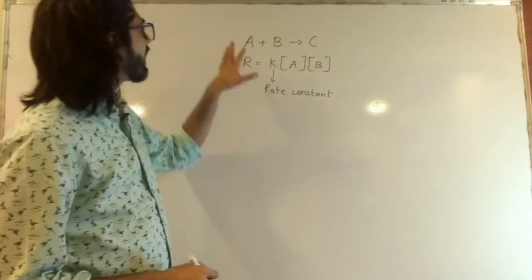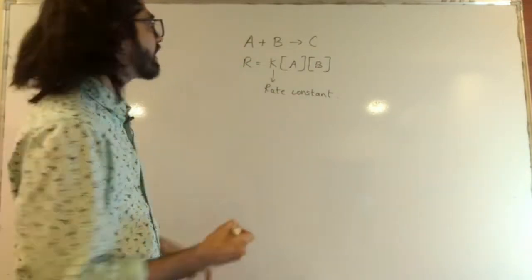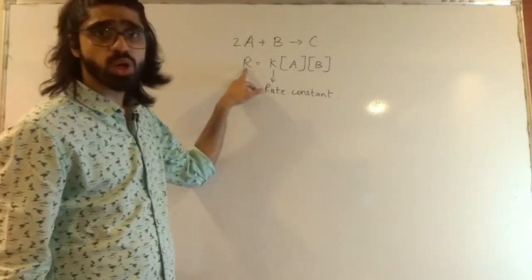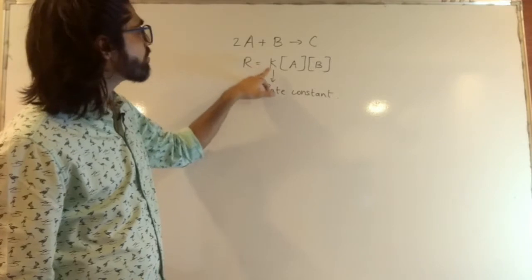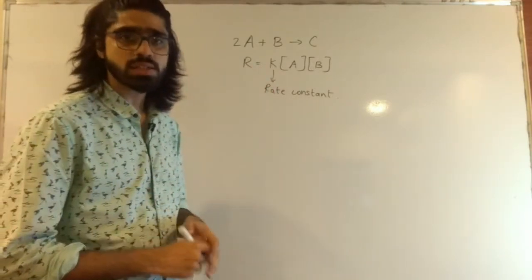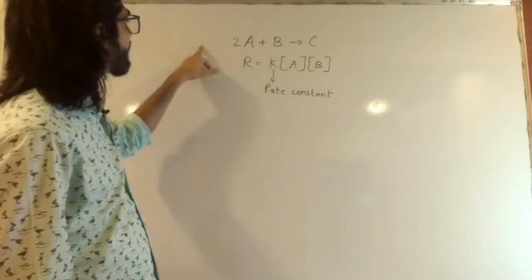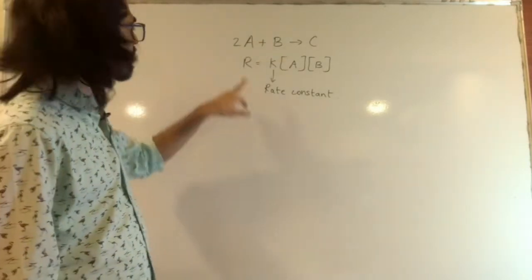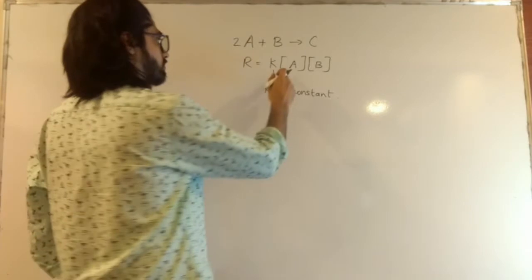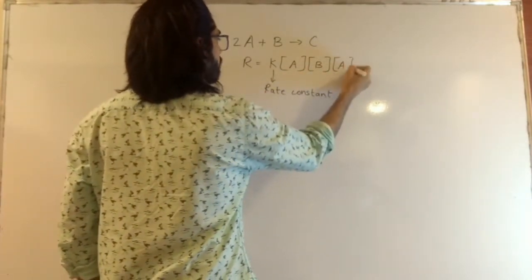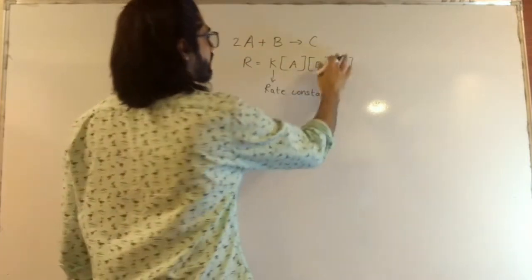Say for example, I change the equation slightly, and instead of A, I write 2A. Then as per law of mass action, rate has to be proportional to the concentration of reactants. The reactants are 2A plus B. Imagine 2A plus B as A plus B plus A. Then the rate will be proportional to A into B into A. But that A into A can be written as A square.